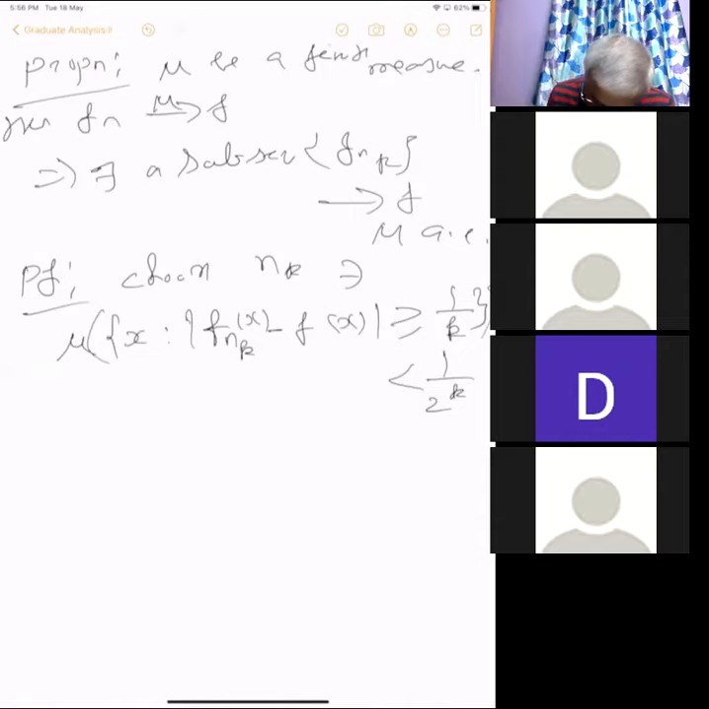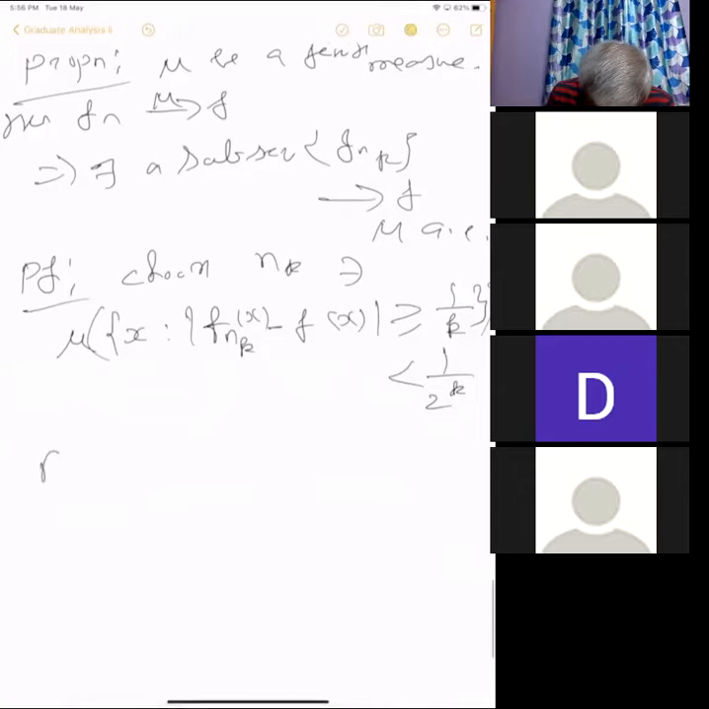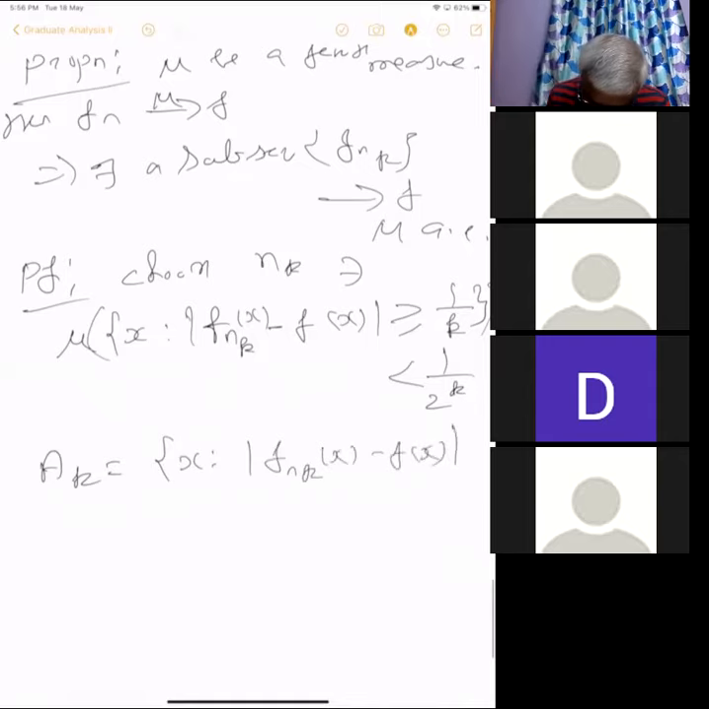To prove convergence almost everywhere, we have to find a set of measure 0, and outside that set the pointwise convergence should happen. So we want to get a set. Let AK be the set of x such that |fnk(x) minus f(x)| is greater than 1 by k. And this set has measure less than 1 by k.